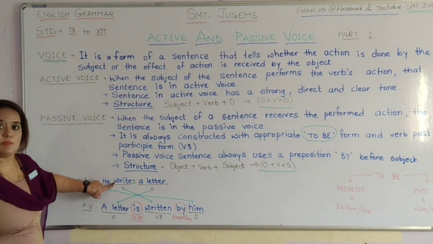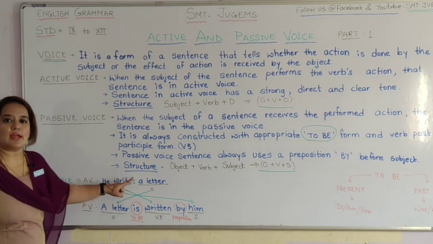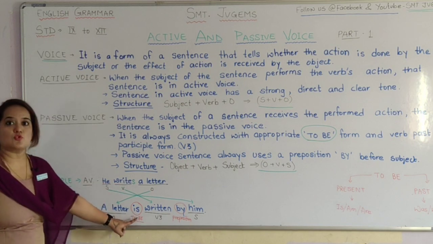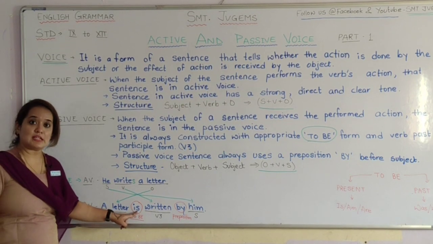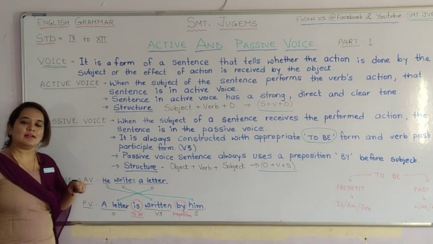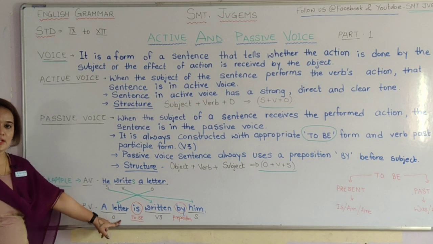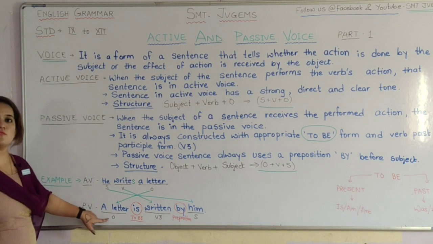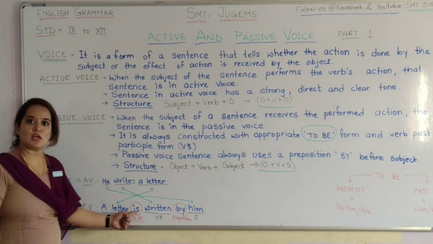Now here the verb given is in present tense. How? Write plus S, writes. That means it is present tense. So for present tense we will use the to be form, and the to be form for present tense will be is. Why have we used is here? Because we are talking about a letter. A letter is only one, it is not more than one. So it is a singular subject, and with a singular subject we will use is. If in place of the singular subject we had a plural subject, then we would use are here.